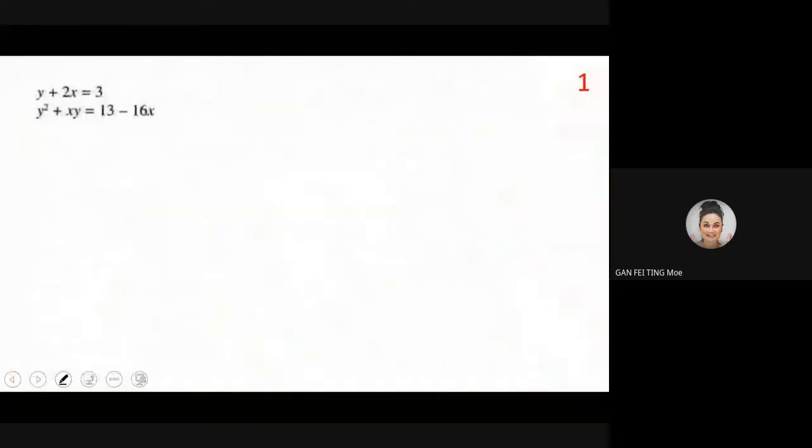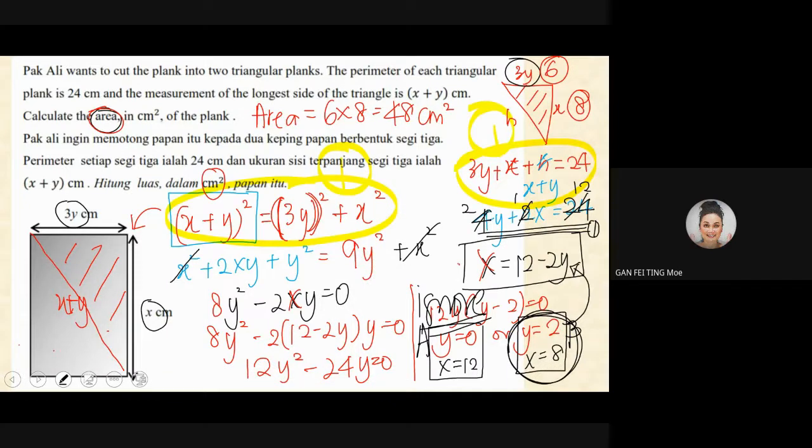Now let's continue with this question. This is very simple. Just now I did say 7 marks, and I was telling you the 2 marks for the equation given, right? So where are the 5 marks? Where are the other 5 marks?